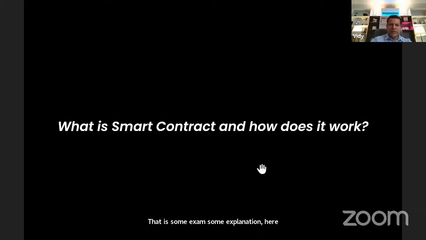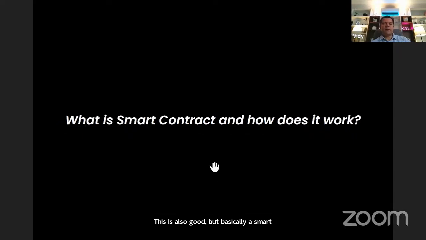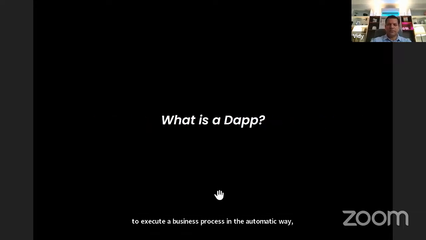Smart contract, business rules implied by the contract embedded in the blockchain and executed with the transaction. Yeah, so this was from my slides that you have got this answer. This is also good. But basically, a smart contract is automated logic that is used to execute predefined logic for a business process. For when you want to execute a business process in an automatic way, smart contracts are used. What is a dApp?